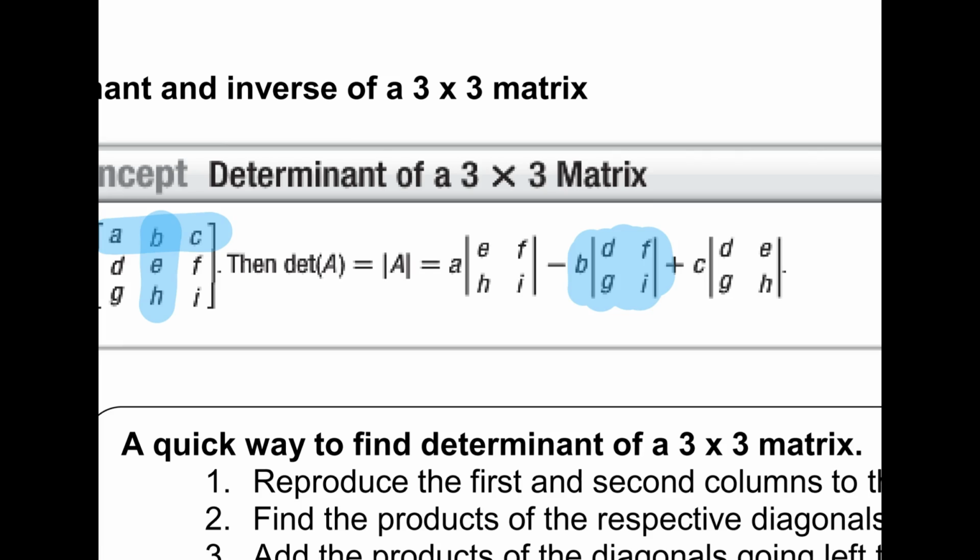Okay, maybe this is confusing. This is the way I think about it, but okay. So A times the determinant of EFHI. Oh my god, it's so slow. Then C. I'm just trying to show you. C times the determinant of DEGH. It's kind of like you ignore the row and column that C is a part of, and you're taking the determinant of the stuff that's remaining.